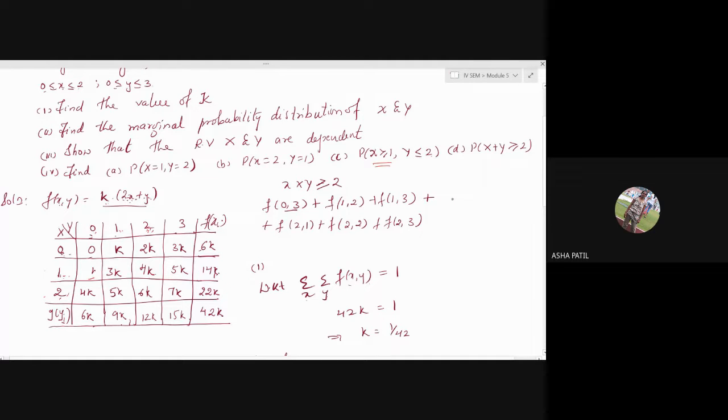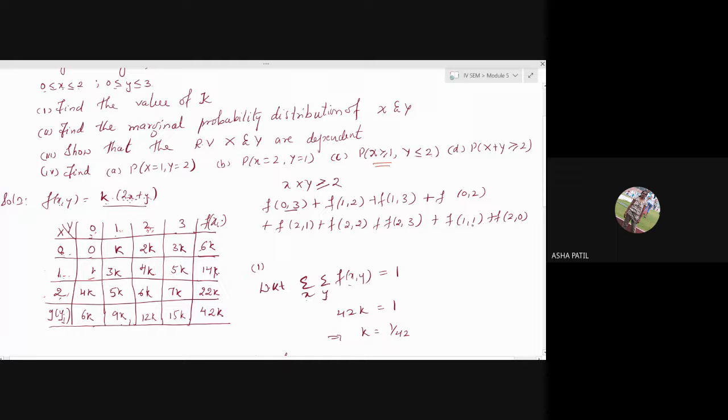Which values? f of 0, 2 will be added, right? And one more here, f of 1, 1. And later f of 2, 0. These values should be added.